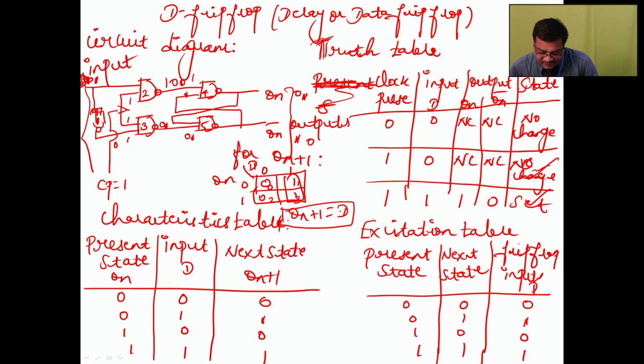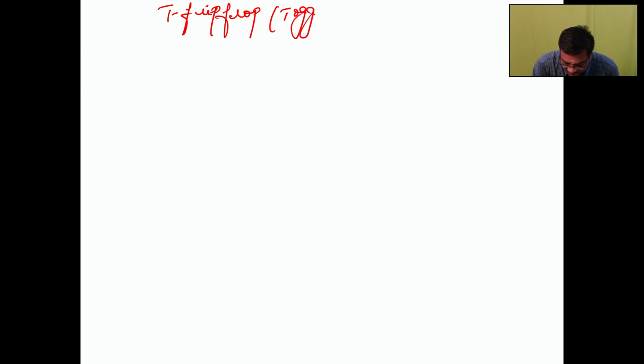So this is the characteristic equation, excitation table as well as the characteristics table for the D flip-flop. Next we are going to use the T flip-flop. It is otherwise called a toggle flip-flop.